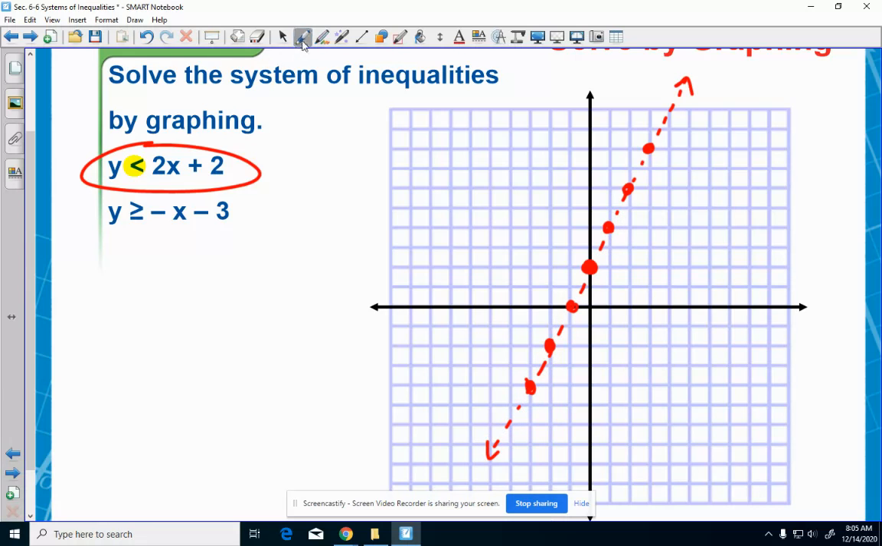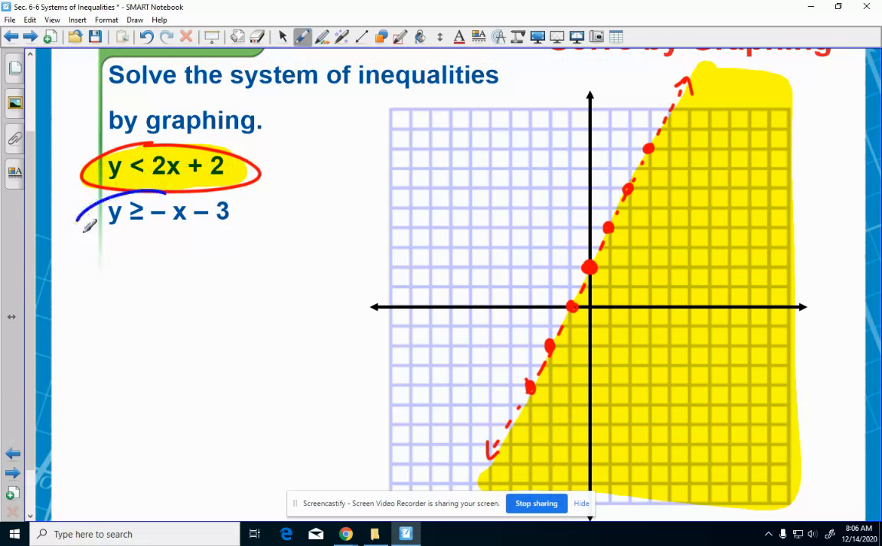And because it is less than, is below, so we are going to be below that line. Okay, so there is my solution to the first inequality. Anything that is over here, that would be this first one.